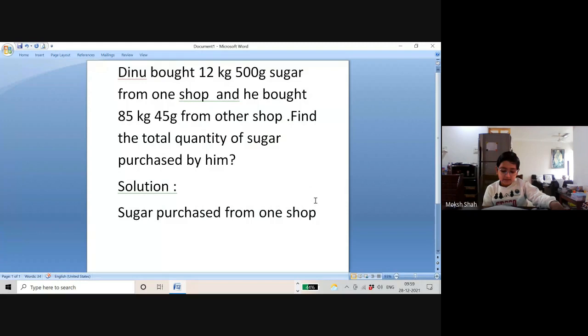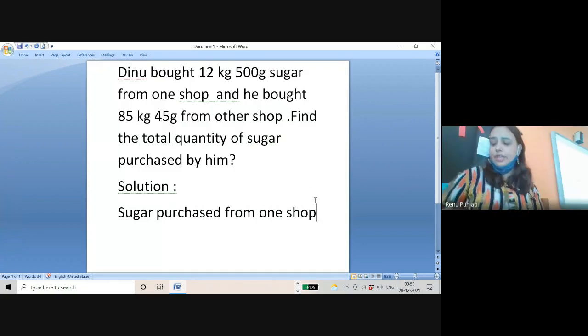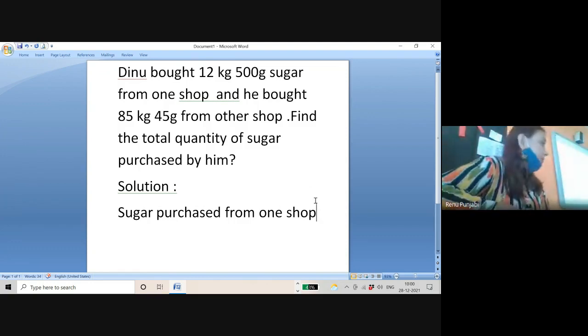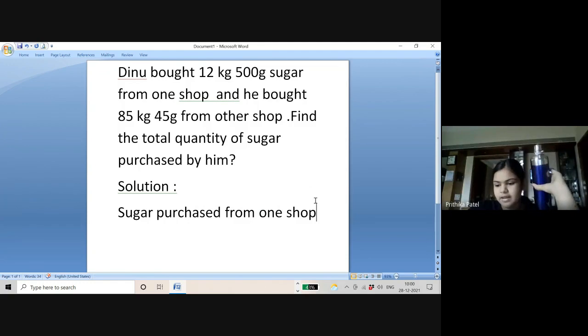Another sentence will be: sugar purchased from other shop is equal to 85 kg 45 gram. Yes, find the answer and tell me the answer. Ma'am, the answer is 97 kg 545 grams. 85 and 45 you have written, then 12 and 500 gram. Yes, sugar purchased from second shop or other shop, it can be anything. Ma'am, 97 kg 545 gram. Yes.